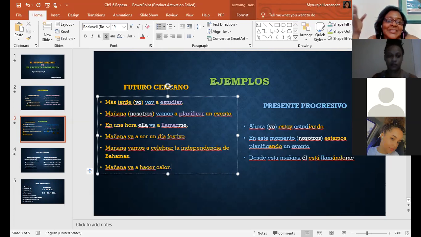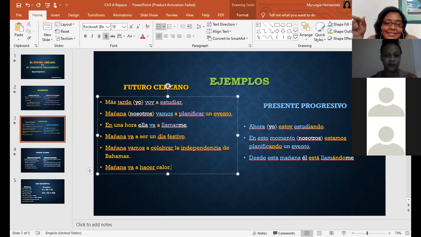¿Qué tiempo va a hacer mañana? Mañana va a hacer calor. Mañana va a hacer. You have to blend that, okay? Because it's going to, and then the weather. Mañana va a hacer calor. Mañana va a hacer frío.